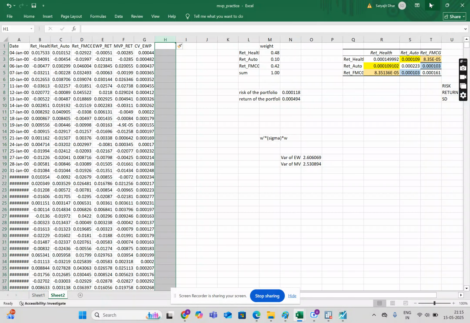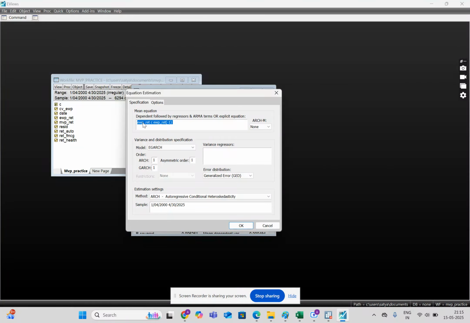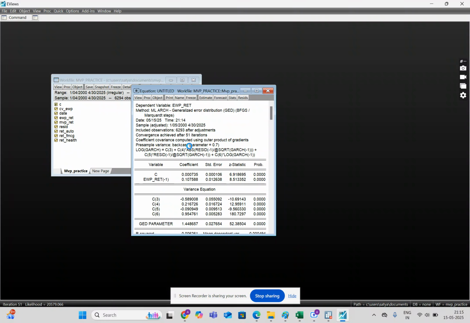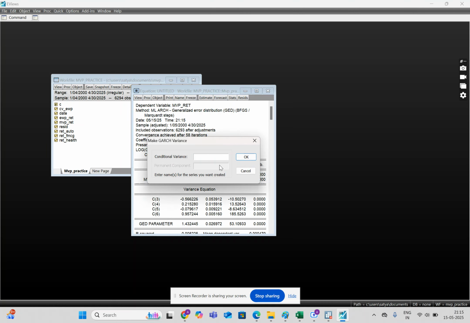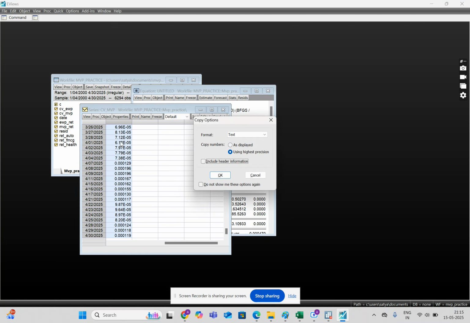Okay. Now we will do the same thing for MVP also, that is minimum variance portfolio. Yeah. Here we have it. Let's go to Proc, Make GARCH Variance Series, and we will do the CV of MVP. Right. Let us copy it to Excel.